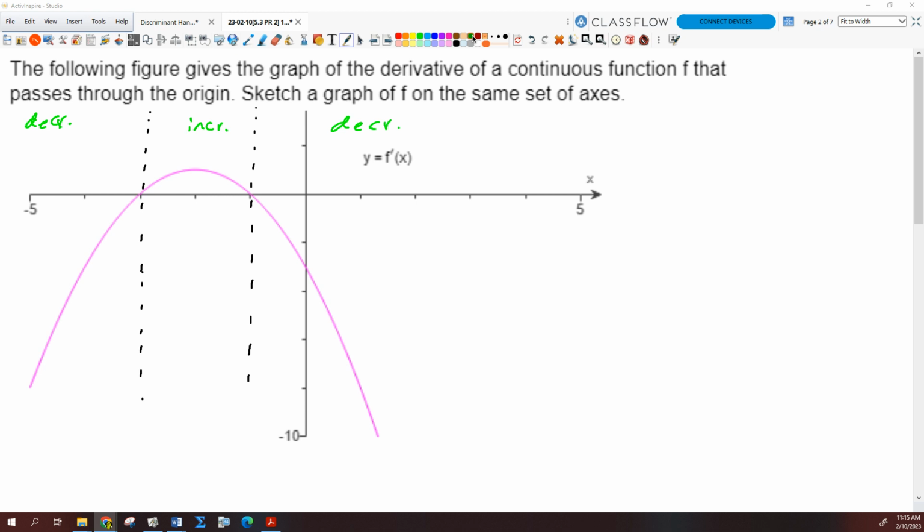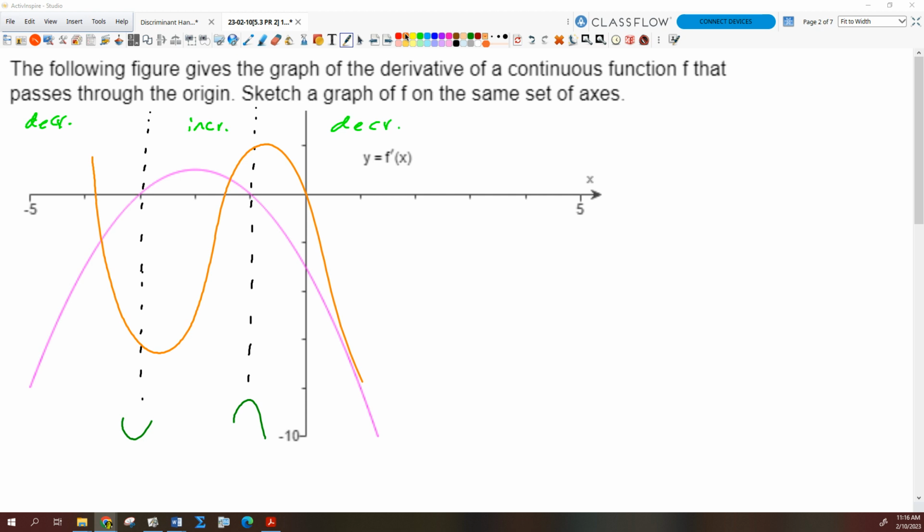So it would have to be a minimum there, wouldn't it? We know we're going to get a minimum there. What's this one going to be? It's got to be a maximum, doesn't it? Because look, it's going from increasing to decreasing. So it's got to be like that. So then what does this thing really have to look like? It's got to look something like that, doesn't it? Right? You get the idea?